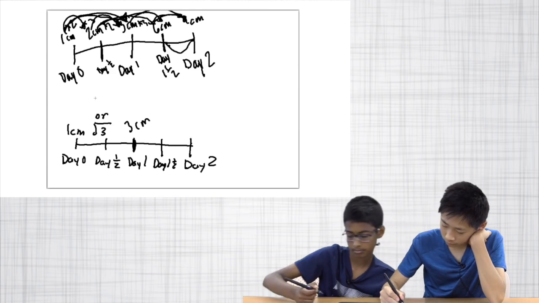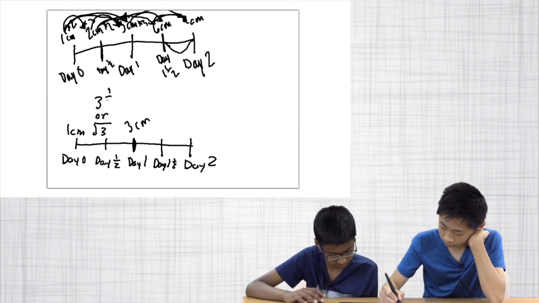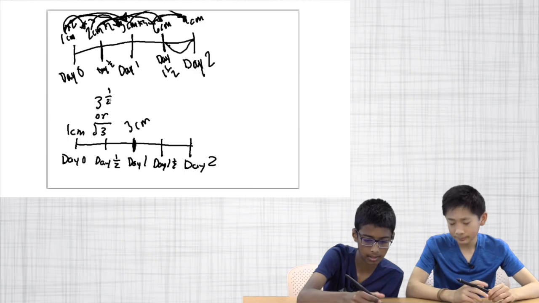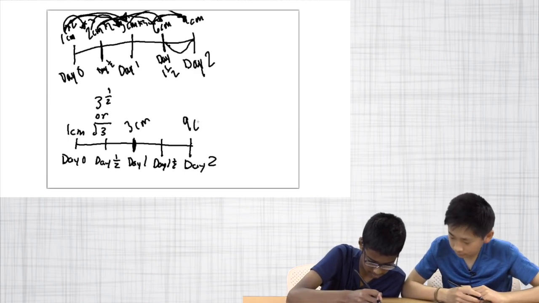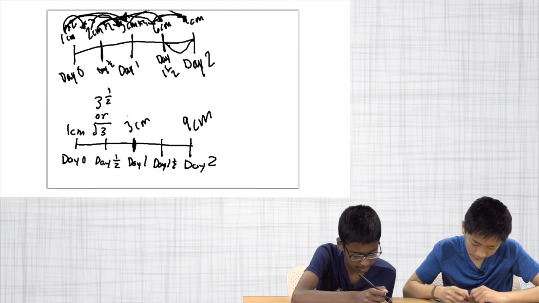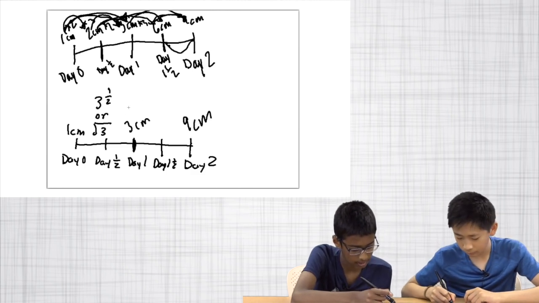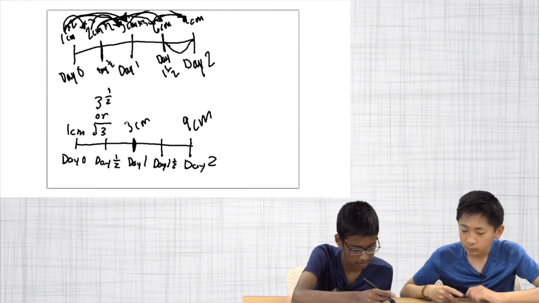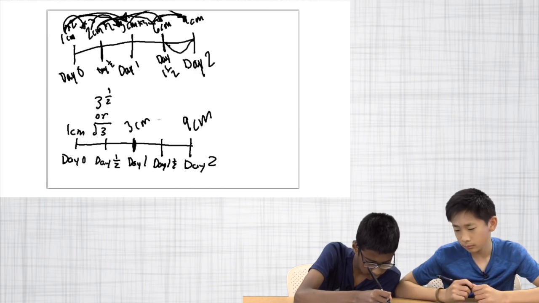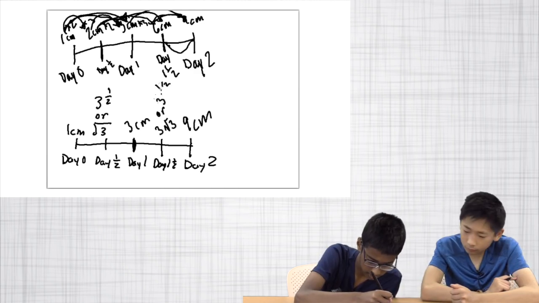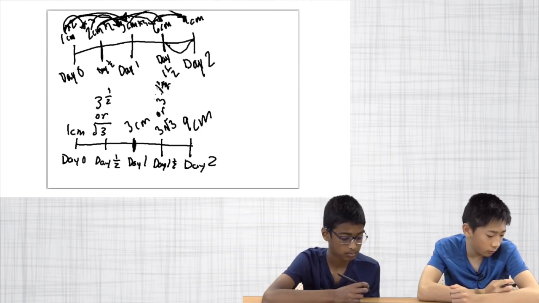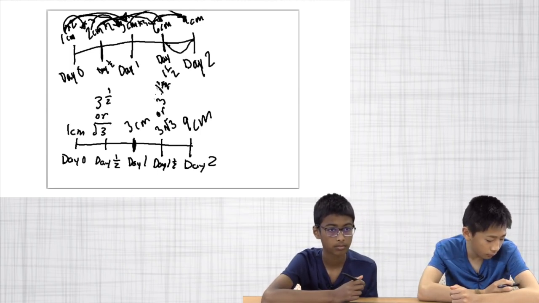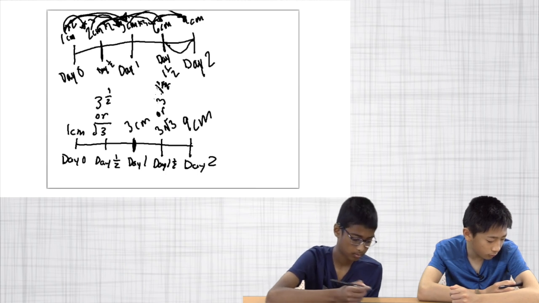Nice. And let's label the rest. So here we know that day 2 is 9 centimeters. And we think that it'll be 3 times the square root of 3. 3 to the 1.5. Can you say again why it makes sense that it's 3 to the 1.5?